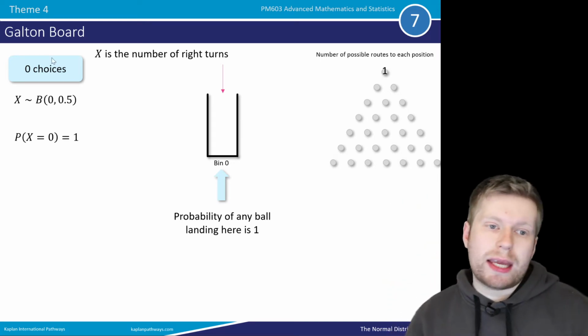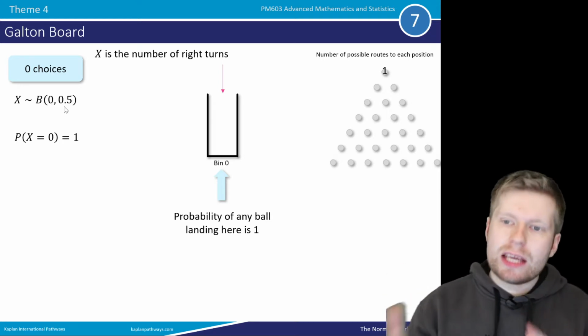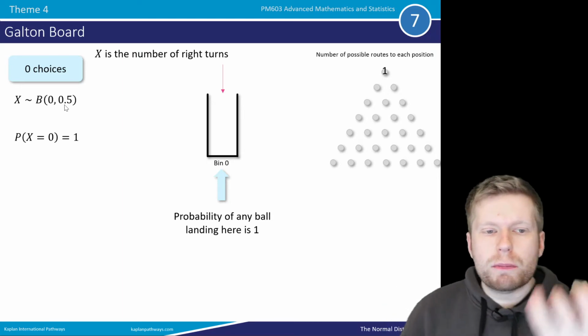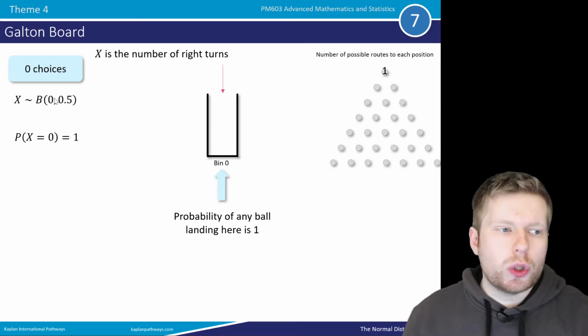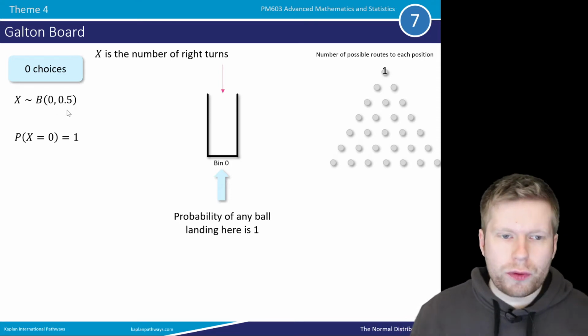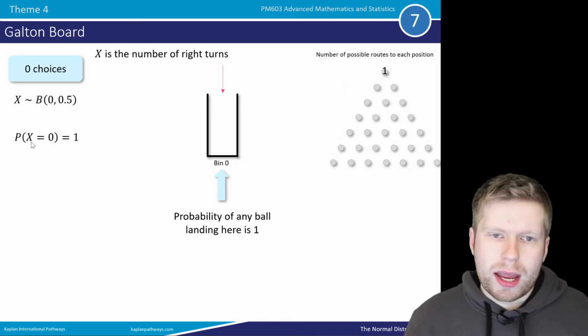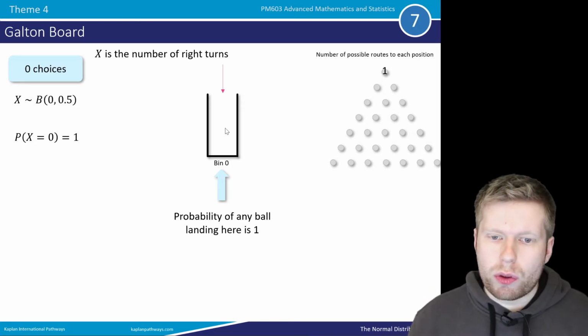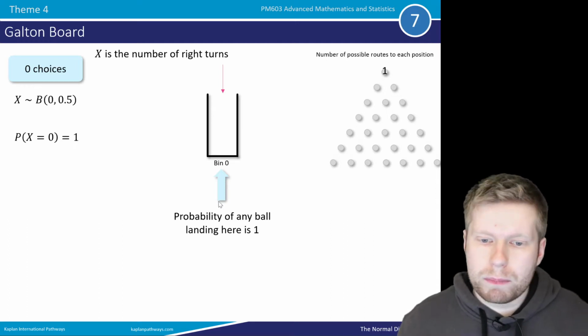So in this case, it's not making any choices, so therefore the number of trials, the number of choices it's making, is 0. And because there's an equal chance of going left and right, that means the probability of turning right, the probability of a success, is 0.5. Okay, cool, fantastic. So therefore I can simplify this and say, well look, the probability that my number of right turns is 0, in other words it ends up in bin 0, that is equal to 1. Okay, so there we go.